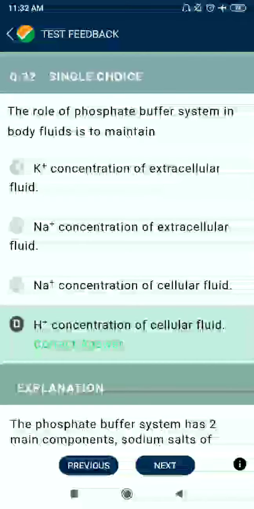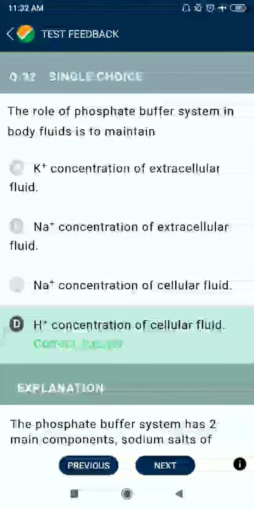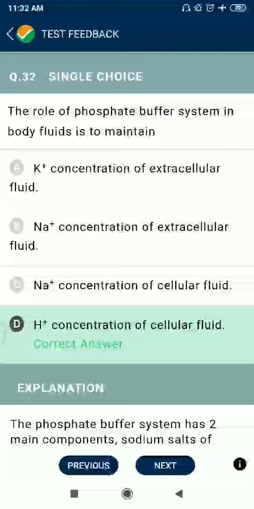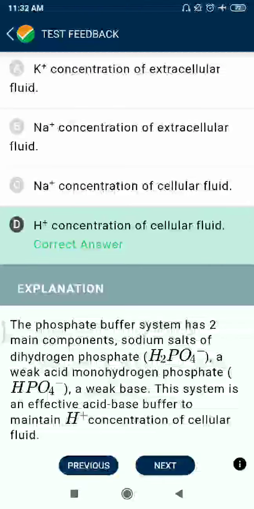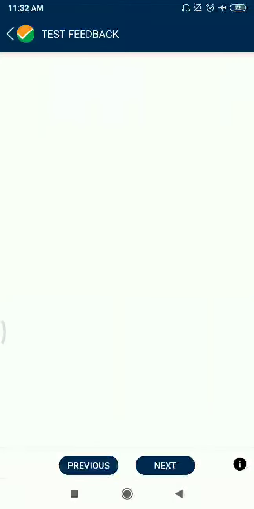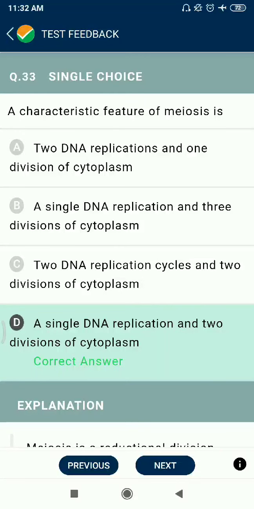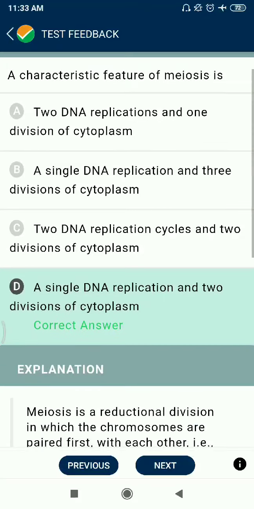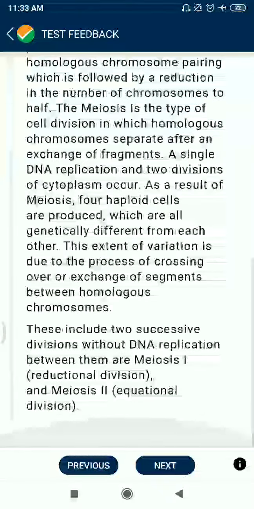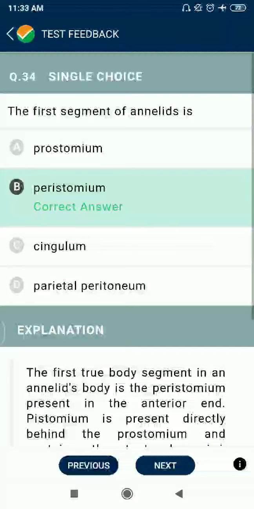Question number 32. The role of phosphate buffer system in body fluids is to maintain proton ion concentrations of cellular fluid. Question number 33. A characteristic feature of meiosis is a single DNA replication and two divisions of cytoplasm. Question number 34. The first segment of annelids is peristomium.